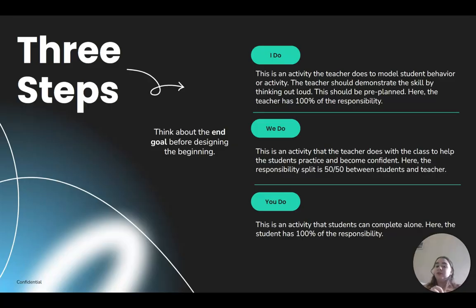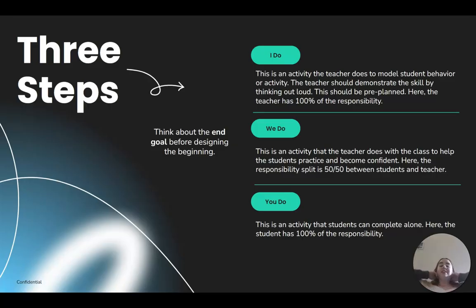So I'm going to read this out loud for you. This is an activity that the teacher does to model student behavior or activity. The teacher should demonstrate the skill by thinking out loud. This should be pre-planned. Here, the teacher has 100% of the responsibility. And by responsibility, I mean responsibility for learning or what is being taught. Because the teacher is teaching.